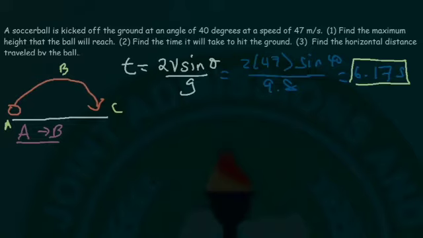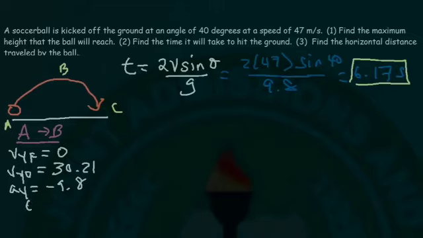Now let's see what we know. We know that Vy final, the velocity at point B, is 0. We know Vy initial. We calculated that to be 30.21 in part 1. We know the acceleration in the y direction is negative 9.8, and we just want to find the time. So we want to use this equation: V final equals V initial plus at, but in the y direction. So V final is 0, V initial is 30.21, minus 9.8 times t.